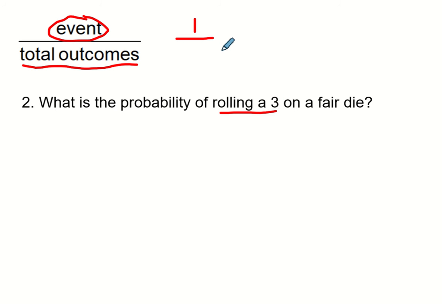And how many different numbers can we roll? Well, we can roll a 1, a 2, a 3, a 4, a 5, or a 6. So there's 6 different outcomes. And so the probability of rolling a 3 would be 1 out of 6.